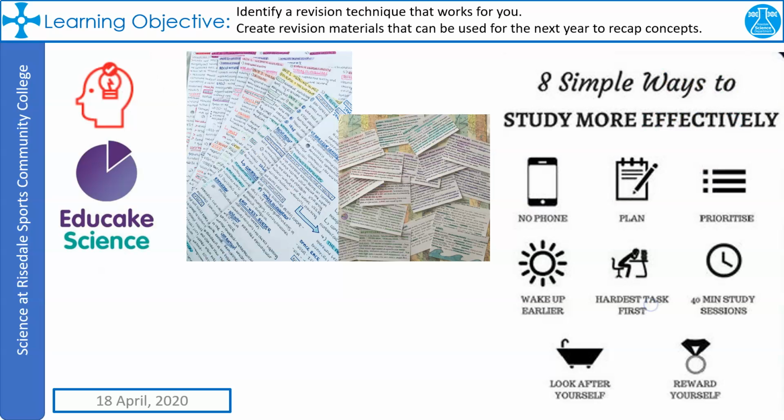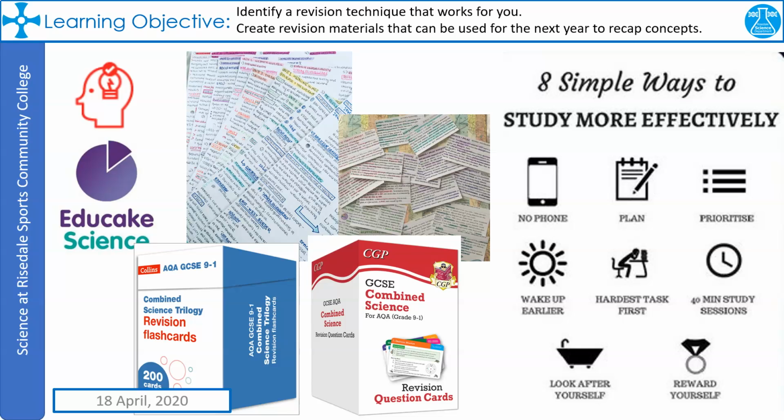Okay, so in summary then, finding a way to study more effectively: turn your phone off, make a plan, prioritize your work. Try over the next few weeks to wake up a bit earlier, set your alarm as if it was still a school day, tackle the hardest tasks first. Split your revision into study sessions. It says 40 minutes there, but I quite like the 25-minute idea. Look after yourself and reward yourself. A lot of people like to maybe buy a bag of sweets, and every 3 pages in your book, they'll put a little sweet. So once you've done 3 pages of revision, you earn yourself a little treat.